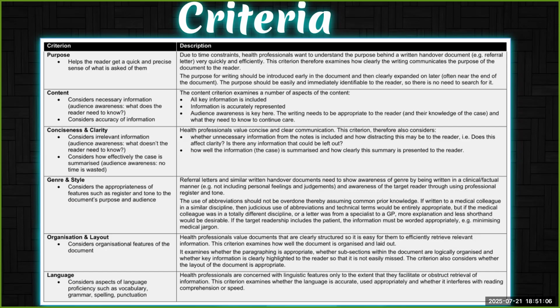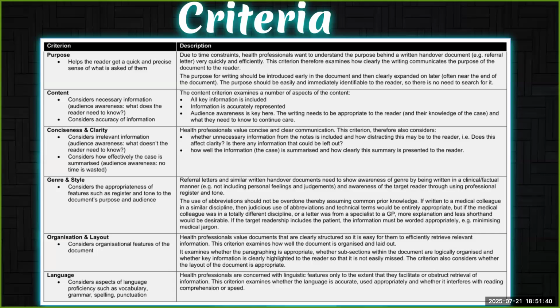The next point is genre and style. So what that means is that you have to use the kind of language that you use in a formal setting. You have to be professional. You have to avoid contractions. You have to avoid unnecessary abbreviations. Also, abbreviations that might not be understood by the recipient. So you have to think who's receiving the letter. Would they understand this abbreviation or not? And if they wouldn't understand that, then please don't use it.